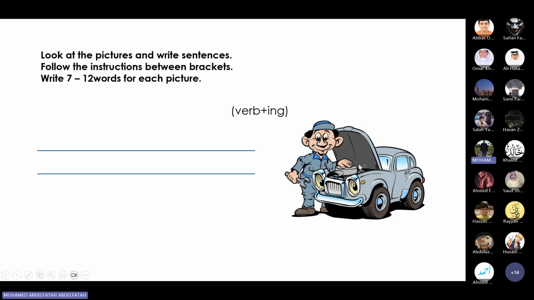This is the mechanic, and this is an old car. Describe what is happening. Look at the picture. Write a sentence from 7 to 12 words. This is important. And which is more important is to use the verb plus ing. Students, you have 30 seconds. Write your answer in the chat box. The best answer will read the model one here.